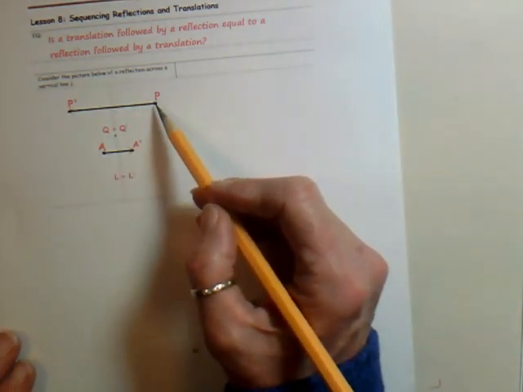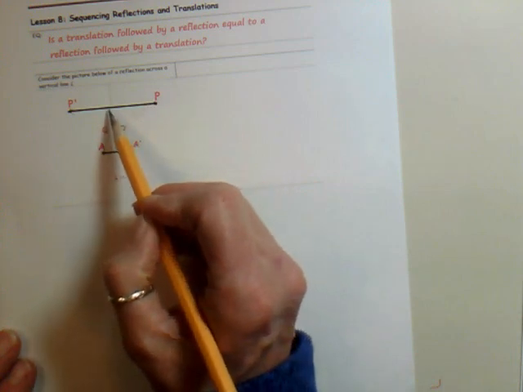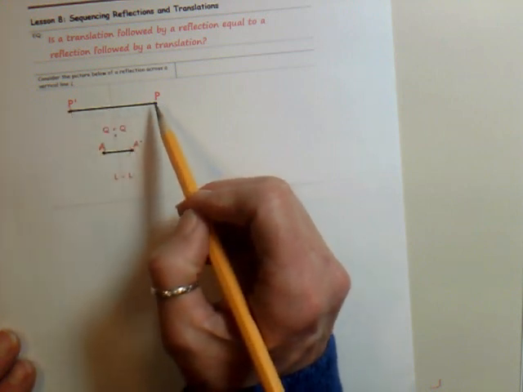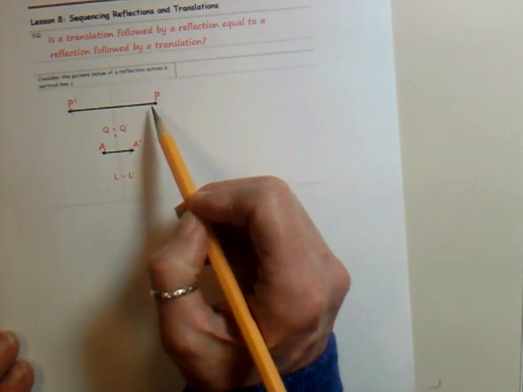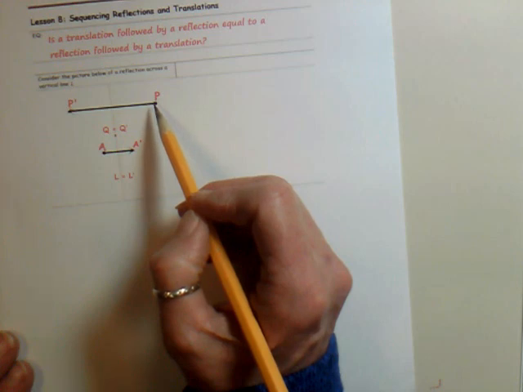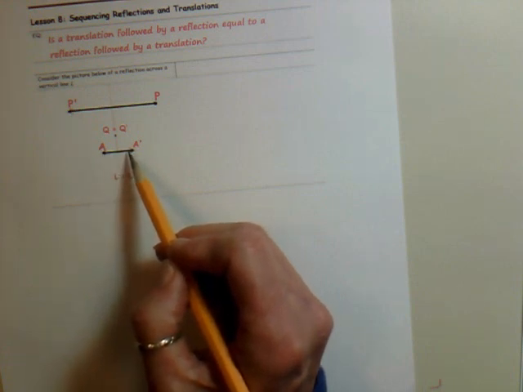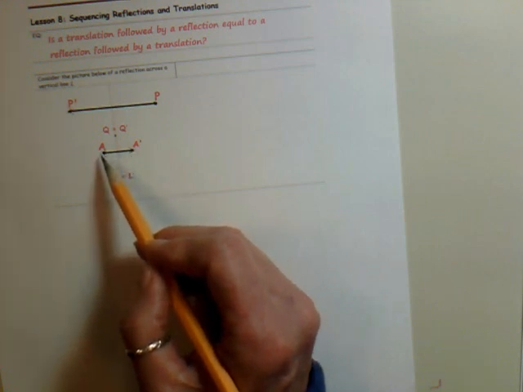For point P, which is not on line L, what would the reflection of point P be? So the reflection of point P is P prime. The reflection of P prime is a point reflected back across L, and we get back to P itself. So the reflection of the reflection of point P is P itself. The same holds true for point A. The reflection of point A is here, and the reflection of the reflection is back over here at A.